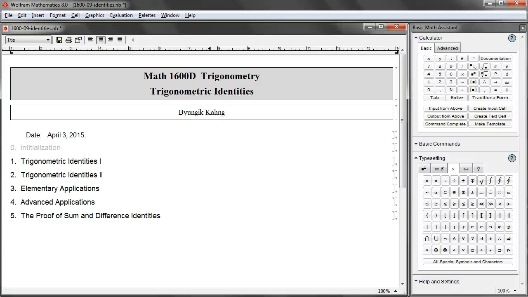Hello students. Finally, we will state and prove the sum identities of sine and cosine. We proved all other trigonometric identities.